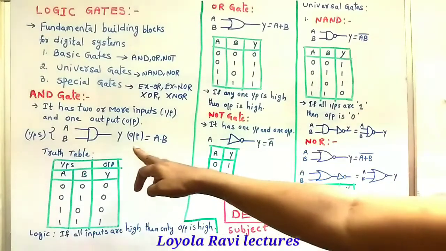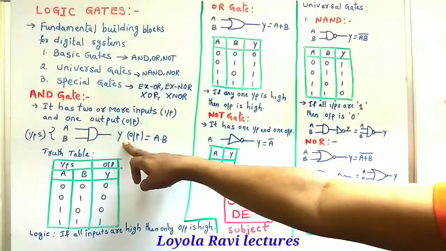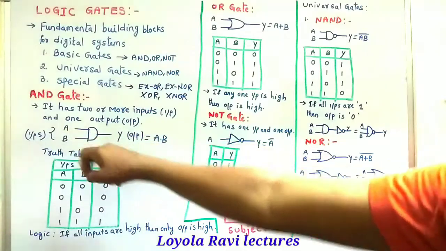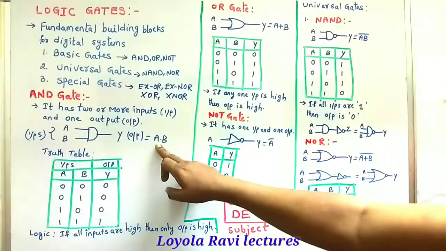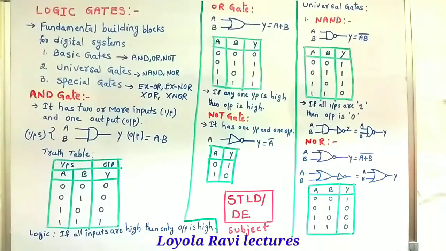That output is expressed as, here I am taking inputs as A, B, and output as Y, Y is equal to A dot B. This dot is nothing but a multiplication operator. Otherwise A into B, Y is equal to A into B. Here the input information is bits, zeros and ones. All we are giving here is zeros and ones only.